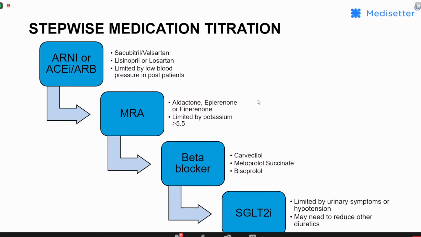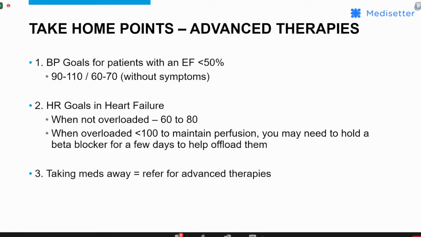So when moving from the medications, the take-home points that I want everybody to understand is, blood pressure goals, 90 to 110, 60 to 70 without symptoms is perfect. Heart rate goals, as outlined here. And then if you need to take medications away, you should consider referring patients for more advanced therapies.